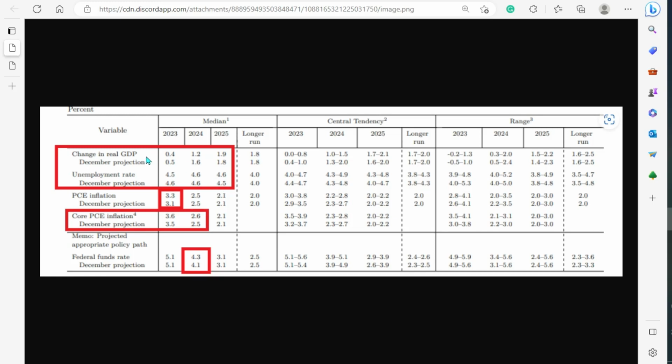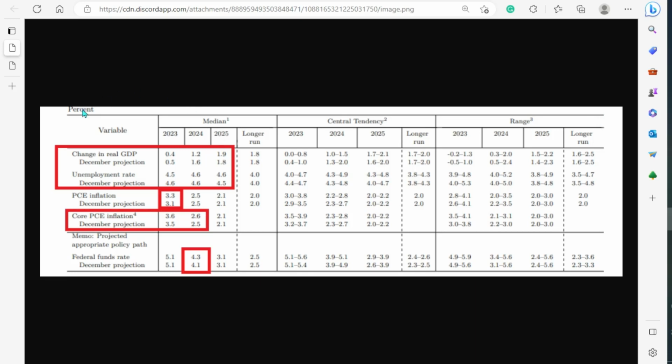Now, what about change in real GDP? So this right here, December, they were projecting 0.5. Now they're downgrading that to 0.4. For 2024, here's the big one. December projection, they were expecting 1.6. Now they're expecting 1.2. So that is quite a drop right there. Now in 2025, they were expecting 1.8 in December, and now 1.9 is what they're expecting after this meeting.